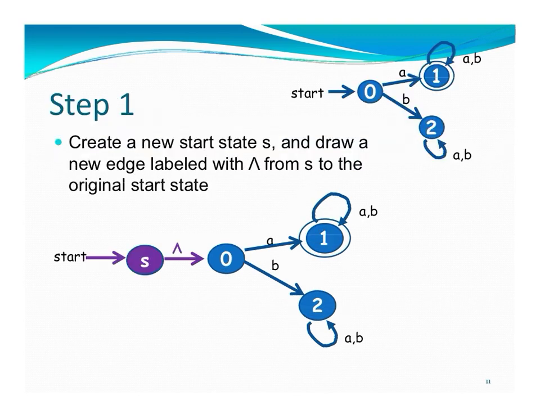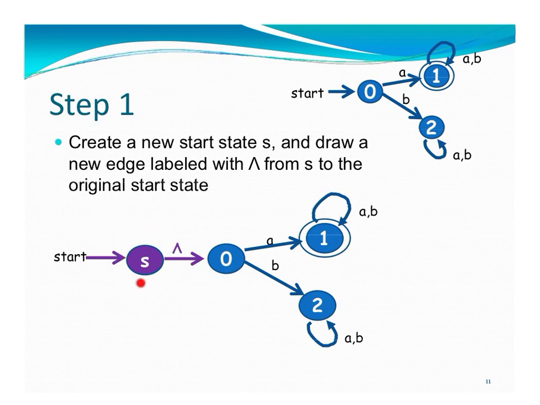So the first step of the setup is to create a new start state S, and draw a new edge labeled with a lambda from S to the original start state. Up here in the top right corner is what our NFA looked like. Actually, this looks like a DFA to me, right? Every single state has an out transition for every letter of the alphabet, so it's both a DFA and an NFA. But anyway, let's create a new start state.